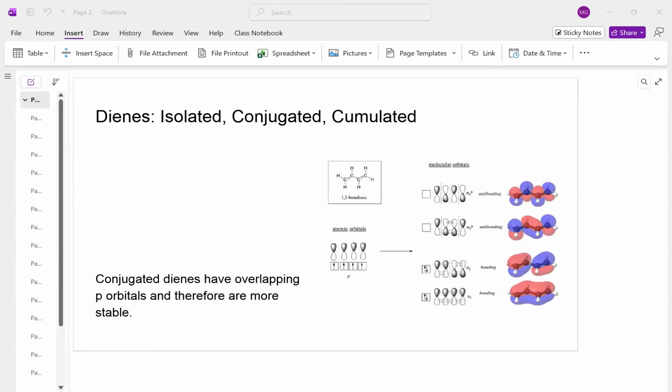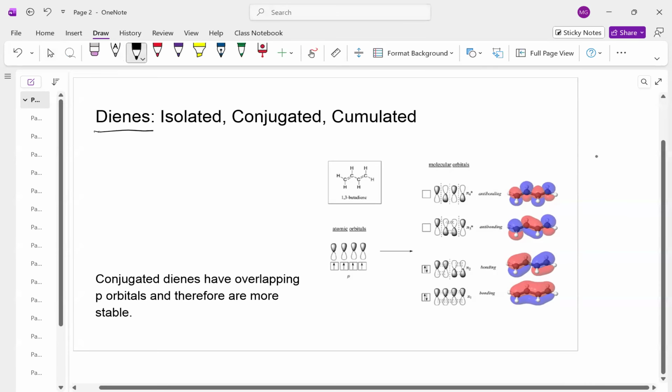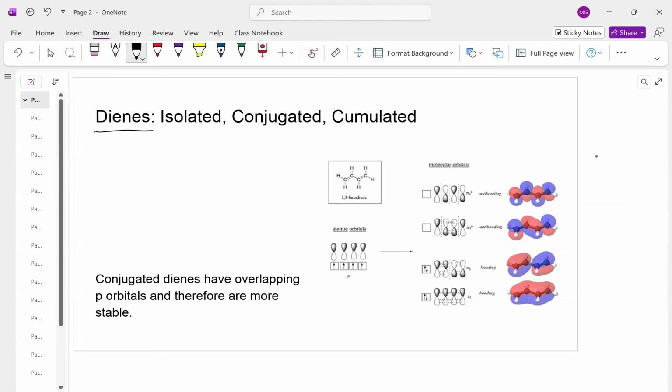All right, in this unit, we are going to be focusing specifically just on dienes. And, as the name implies, we're looking at compounds that have two double bonds in them. Now, we'll probably see them have more, but we're just kind of looking at multiple pi bonds. And we can separate dienes into a few different categories.